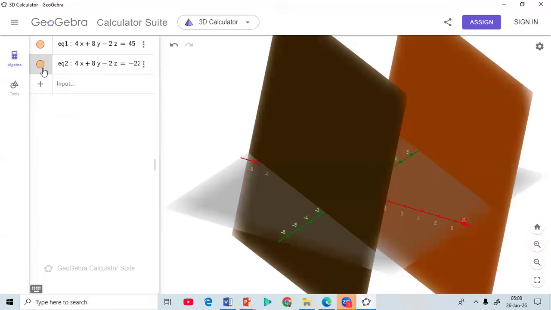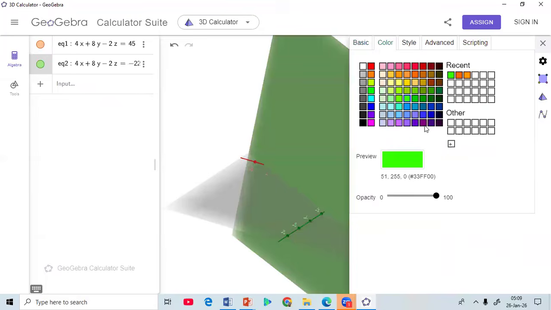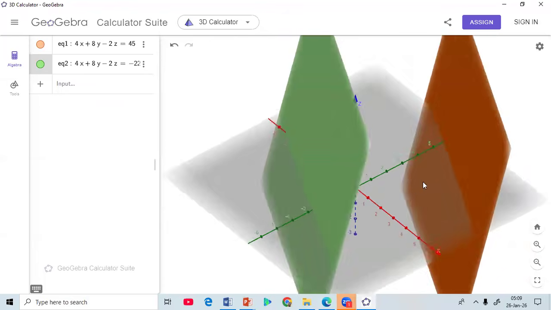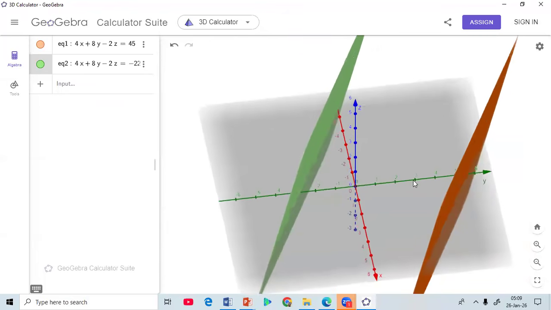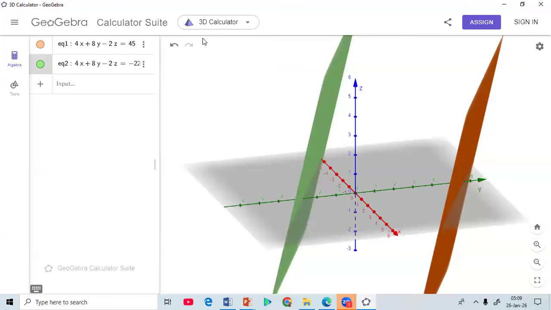And also this one, I can change the color such that it is a bit clear. Okay, so when you look at my screen, that's how those two planes look like. I hope members are able to see my screen. Members, are you seeing my screen? Is my screen showing the two planes?